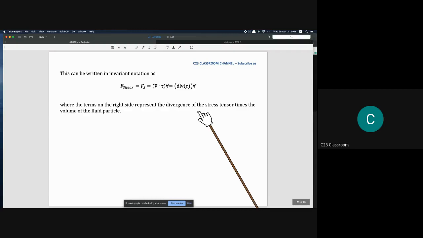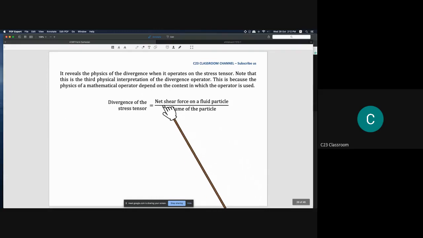So then we simplify that one. So finally, this is the final term. So the shear stress can be simplified as nabla of shear stress times the volume. And as the physical meaning, it can be said that it is the net shear force on a fluid particle divided by the volume of the particle.